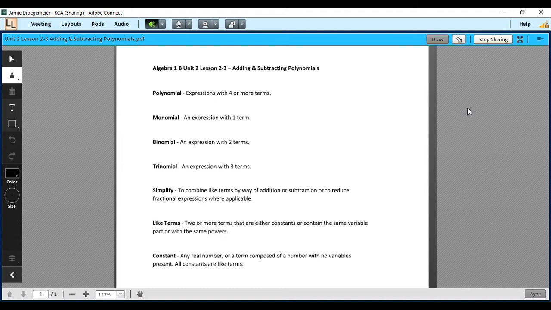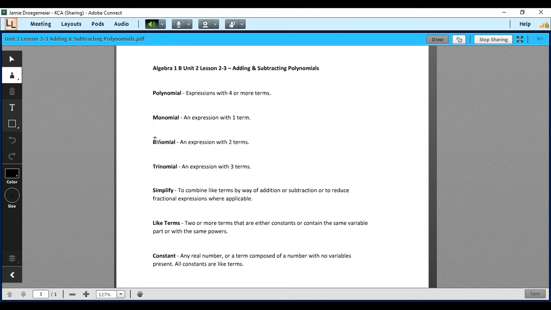Today we're going to be looking at Unit 2, Lessons 2 and 3, which is about adding and subtracting polynomials. To get started, there's a lot of vocabulary involved in this particular lesson, so I just wanted to go through some of those terms and make sure that you have an understanding of what these different terms mean.